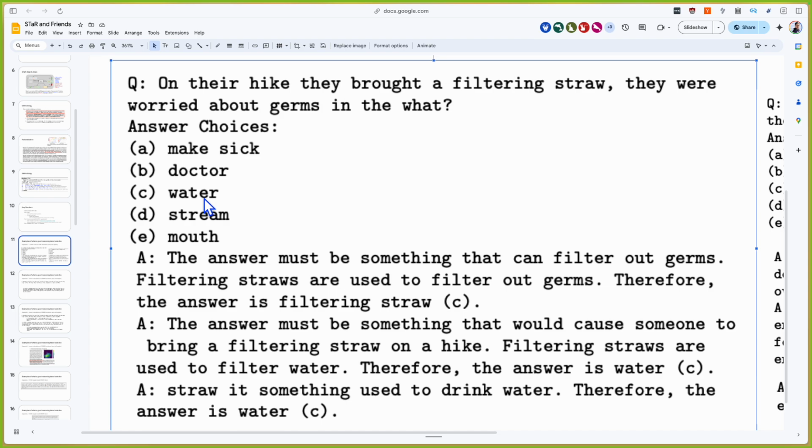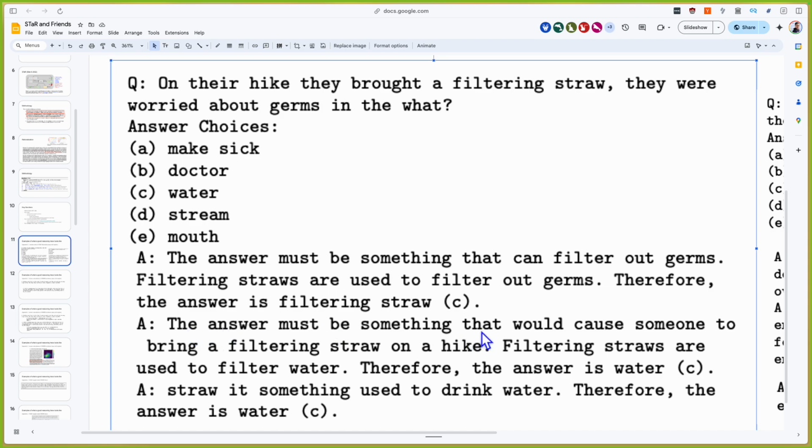Now the question is how to teach the machine to reason its way into understanding that water is the right choice. And you don't want to just get the right answer with the wrong rationale. You want to have the right rationale as well. So for example, answer A: the answer must be something that can filter out germs. Filtering straws are used to filter out germs. Therefore, the answer is filtering straw, C. This is wrong, right? They got the right answer, which is C, but it's the wrong reasoning, because when you say therefore the answer is filtering straw, that is the wrong reason.